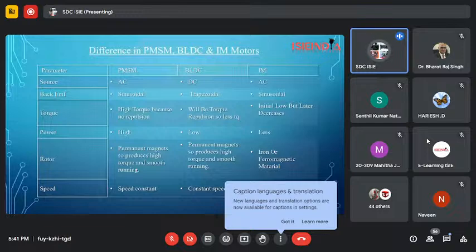Okay. The speed is constant in PSM motor. Even if we are applying some load, up to certain levels, it will keep its speed constant. Again, in BLDC motor, it will keep its speed constant under some circumstances, if we are providing it good current and good power. And in induction motor, as we increase the load, the speed will get decreased, right?